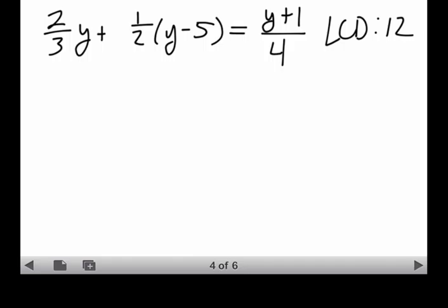Now I'd like to highlight a pitfall that I see when people try to clear fractions in a situation like this. We know that we're going to multiply each term by 12 to clear the fractions.